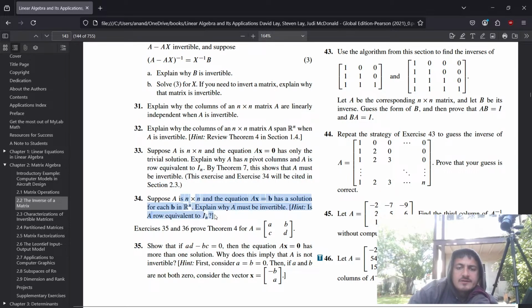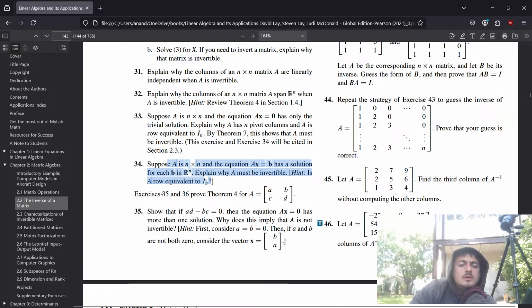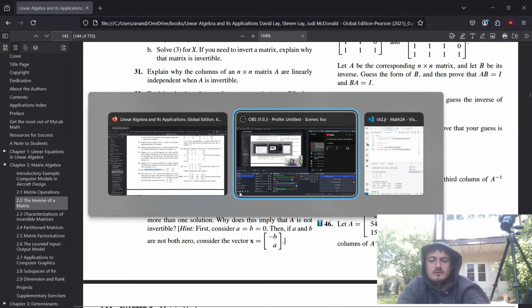Suppose A is n by n, and Ax equals b has a solution for each b in Rn. Explain why A must be invertible. That one's really good. Okay. Prove theorem 4 for A.